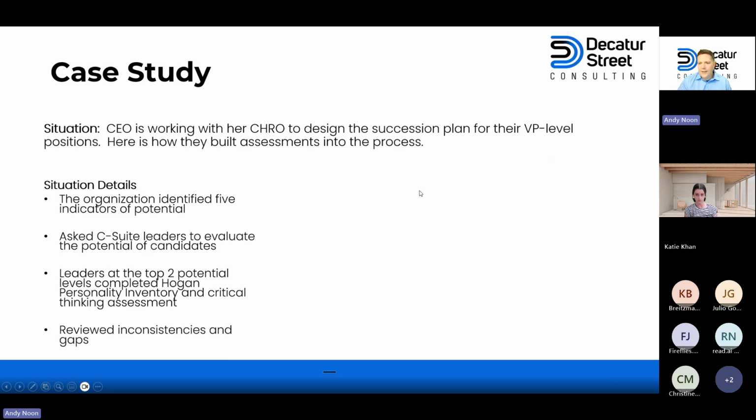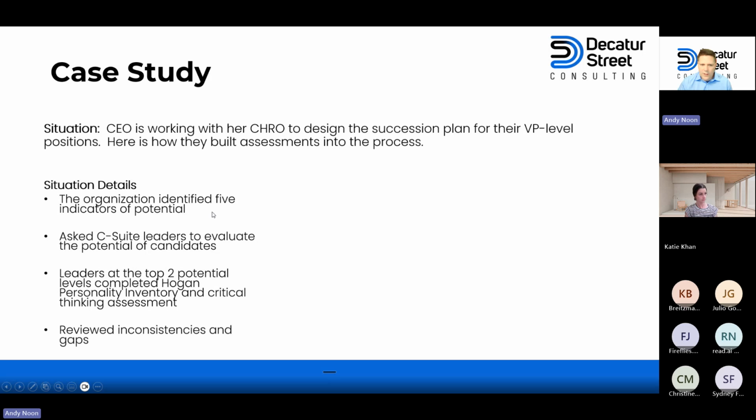So let me talk you through just a quick case study because I want to have time to let you ask me questions. This is a case study of something I've been part of. The CEO is working with her CHRO to design the succession planning for VP level positions. Here's how they built assessments into the process.